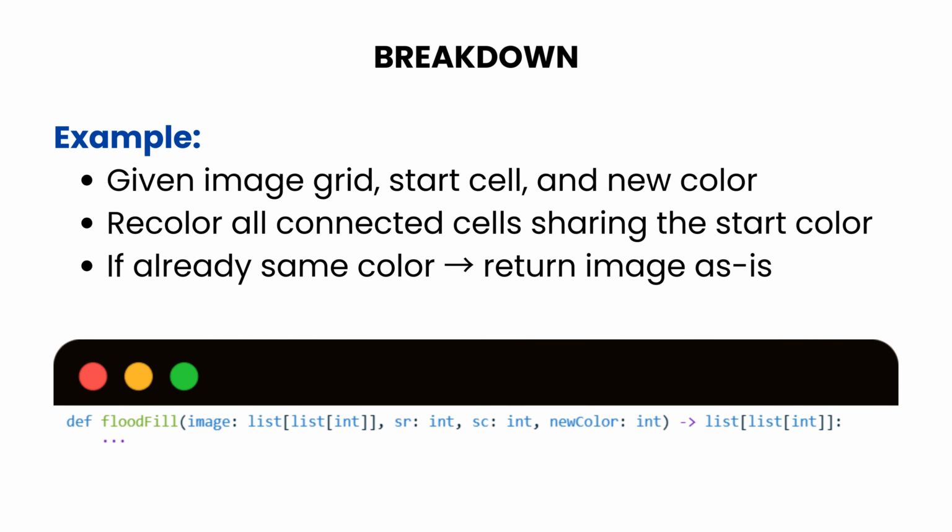Let's break it down. We're given an image grid, a starting cell, sr, sc, and a new color. We must recolor all four-directionally connected cells that share the starting cell's original color. If the original color equals the new color, nothing changes, return the image.